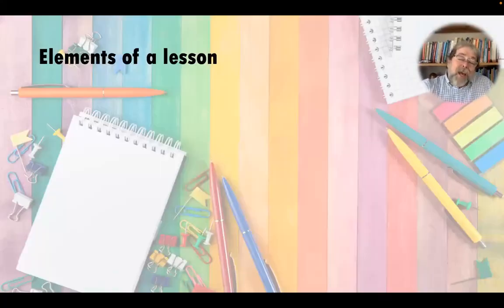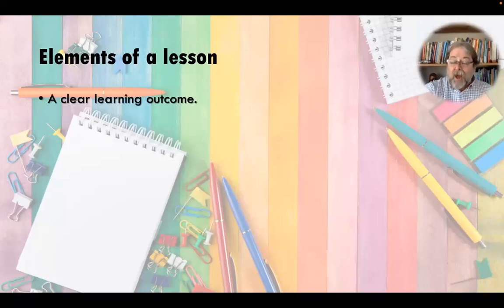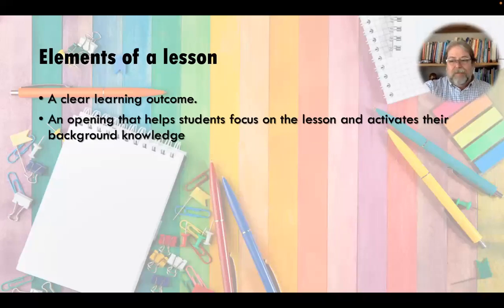We know that lessons have elements. A lesson has components, and there are some essential components, like, for example, the learning outcomes. What should students be able to do at the end of the lesson? Of course, we have to start with the opening. The opening has to cause an impression on the student so that they can focus on what we're going to be doing. And this is the engage part of the lesson we have been discussing.